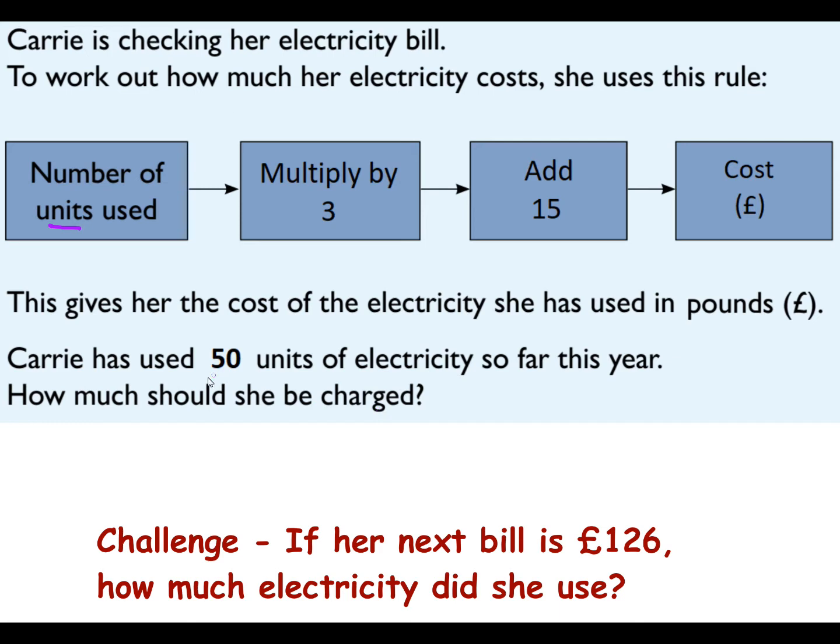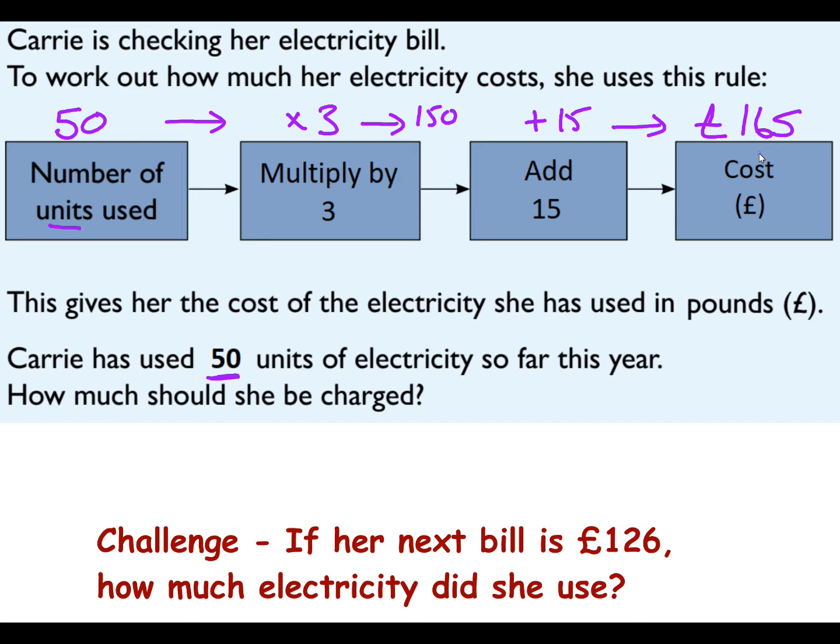So all we need to do is take the 50 and put it into this end of our flow diagram. So we have 50, we multiply it by 3 to get 150, then we're going to add 15 to give us £165 as our answer. So we put the 50 in at one end, multiplied by 3, added 15, and we got our cost of £165 out at the other end.